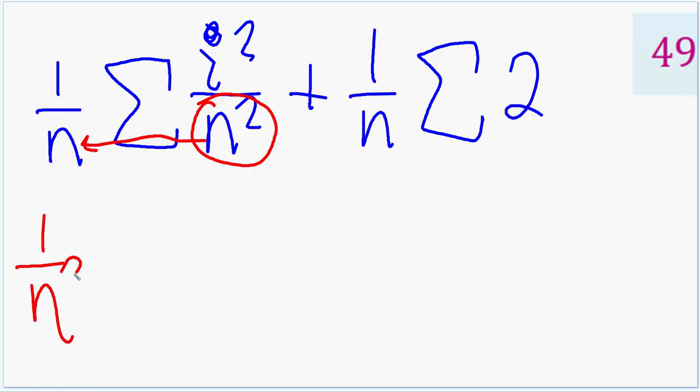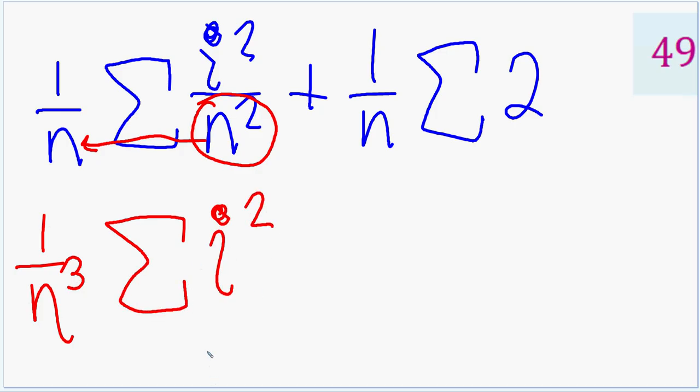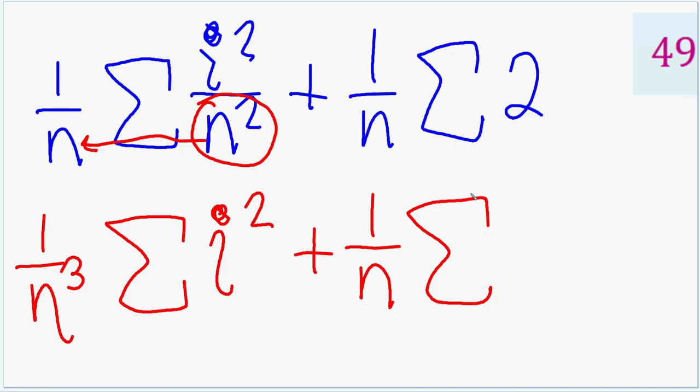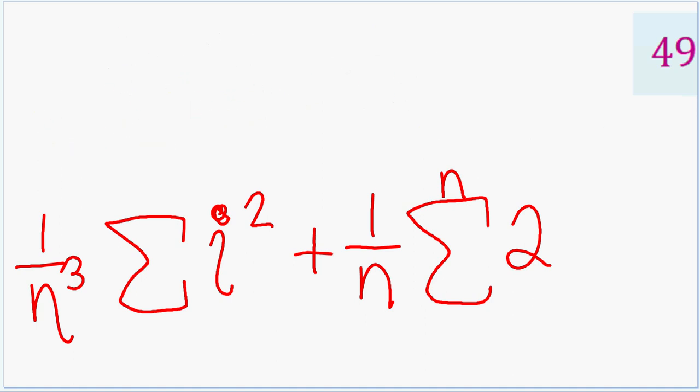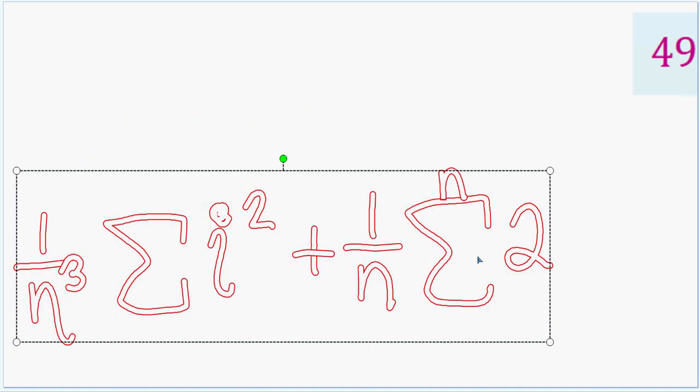Now it's 1 over n cubed, and we have a summation of i squared, and we have a formula for that. And this, for right now, I'm just going to leave it alone, 1 over n. We have our summation. I am going to put the n up top here where it should be, and our constant 2 goes right here. So now I am ready to apply our summation formulas.